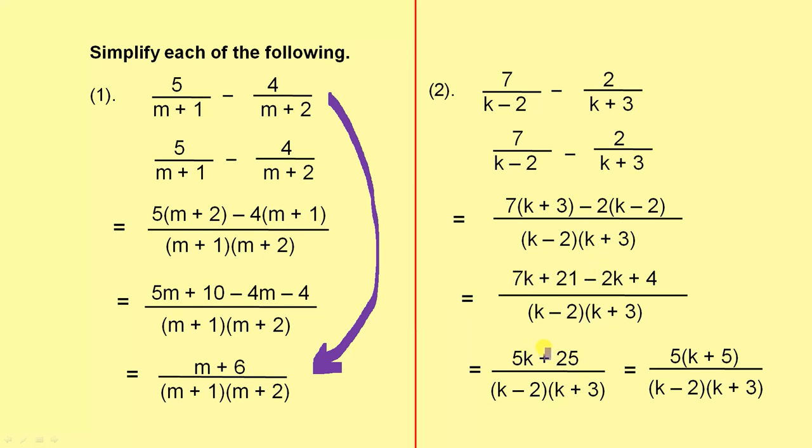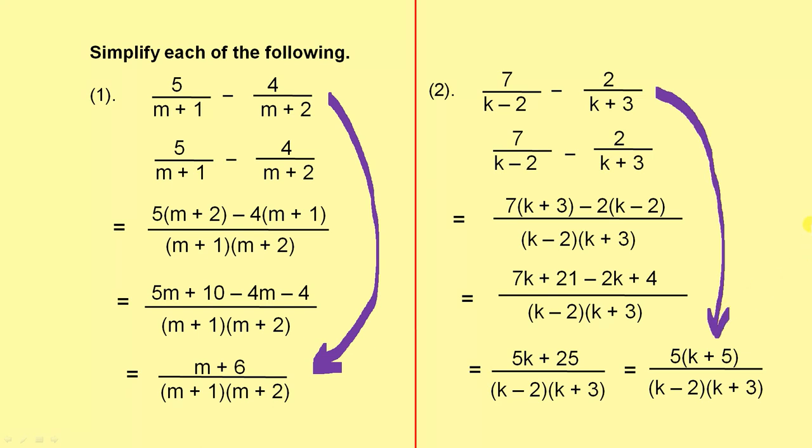And when we simplify, we get 5k plus 25 over that product. So we can factorise here. So we take 5 outside, which leaves us with that numerator, and it leaves us with that denominator. So after the simplification, we've gone from there down to there.